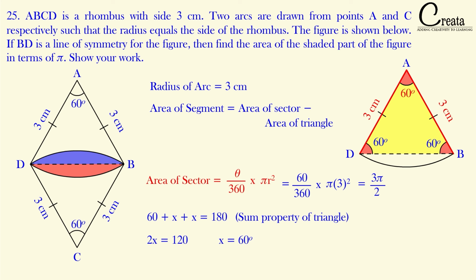And what is the formula of area of an equilateral triangle? It is root 3 by 4 a square, where a is the side.